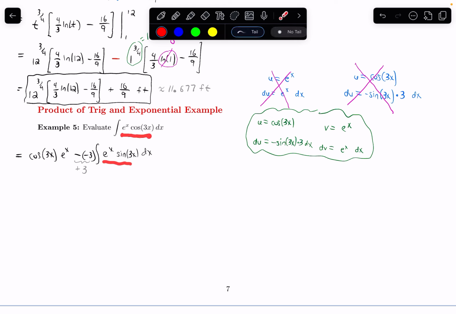Now if I compare my integral to what we started with, it looks kind of similar. I still have an e to the x, I still have a trig function, it's just a different trig function. So it didn't seem to have made much of a help to me, at least at first glance. But let's persevere with this. Let's try integration by parts one more time. That did something for us first. Let's try it one more time.